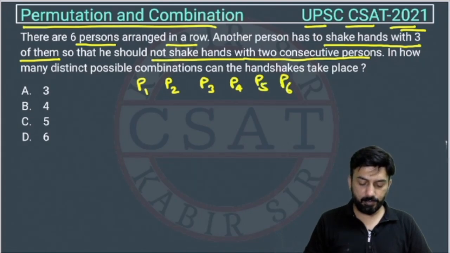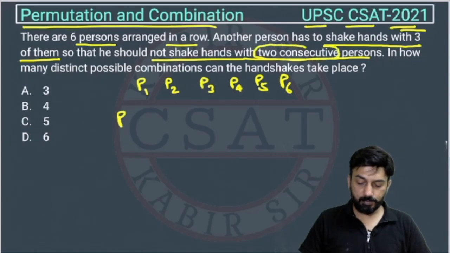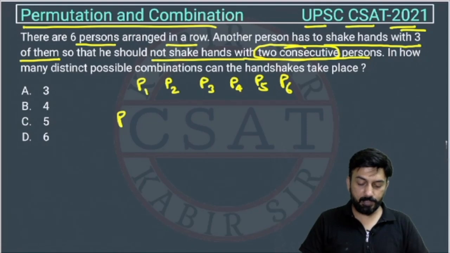And there is one another person. He is shaking hand with 3 persons, and not with 2 consecutive persons. They should not be consecutive persons. In how many distinct possible combinations can the handshake take place?